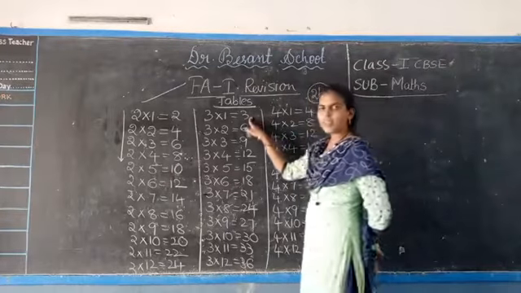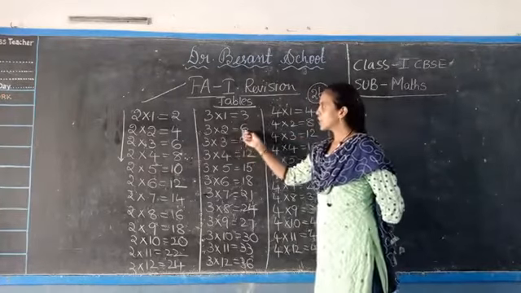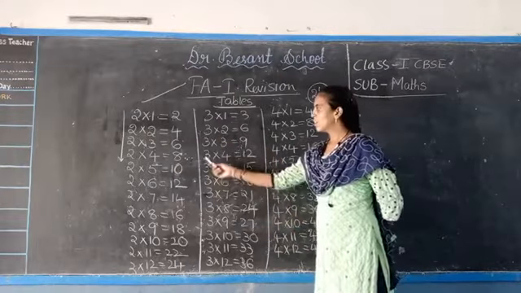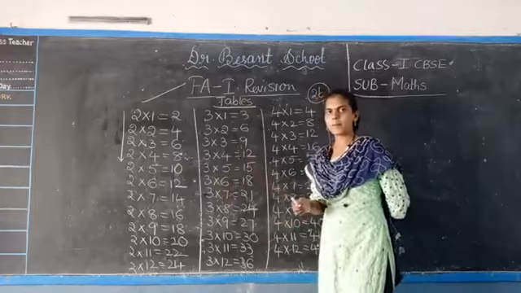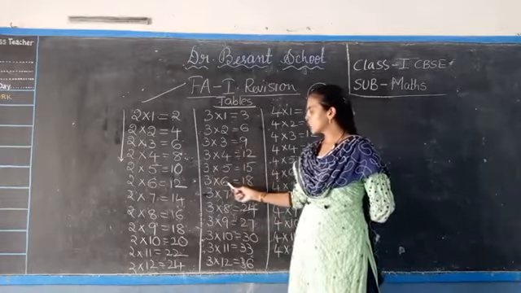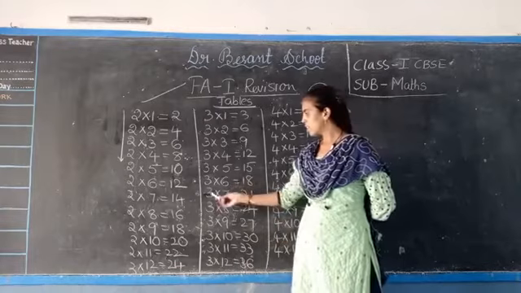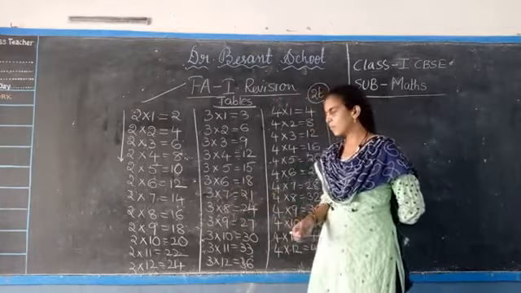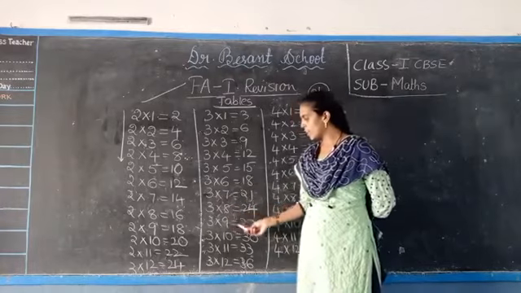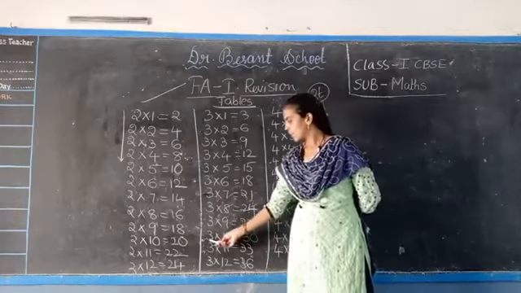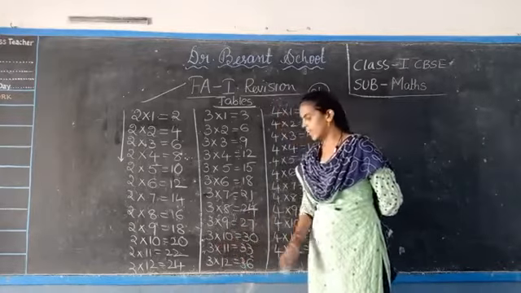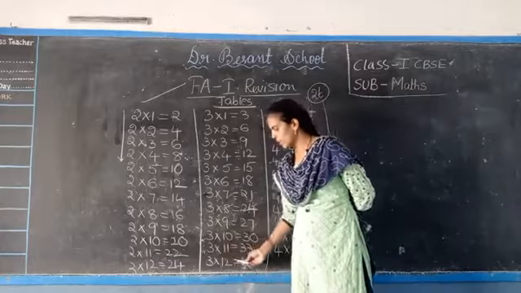3 1s are 3. 3 2s are 6. 3 3s are 9. 3 4s are 12. 3 5s are 15. 3 6s are 18. 3 sevens are 21, 3 eights are 24, 3 nines are 27, 3 tens are 30, 3 elevens are 33, 3 twelves are 36.